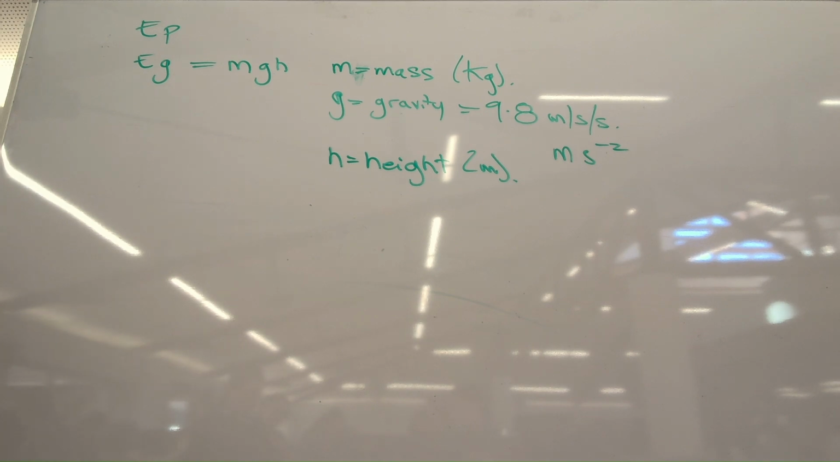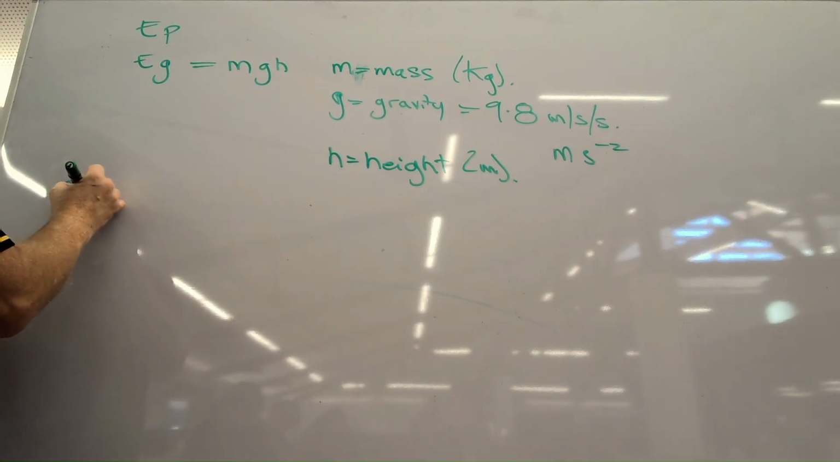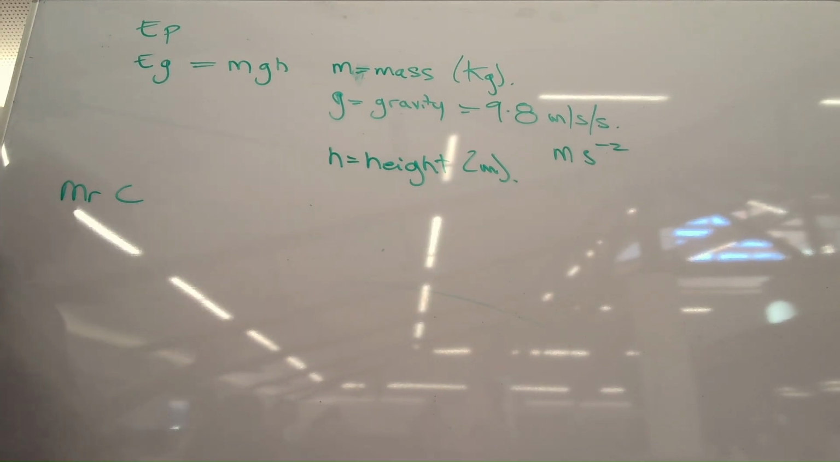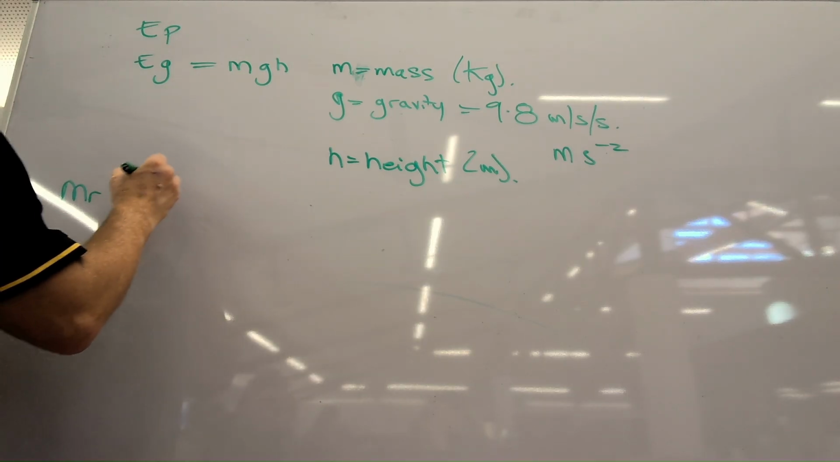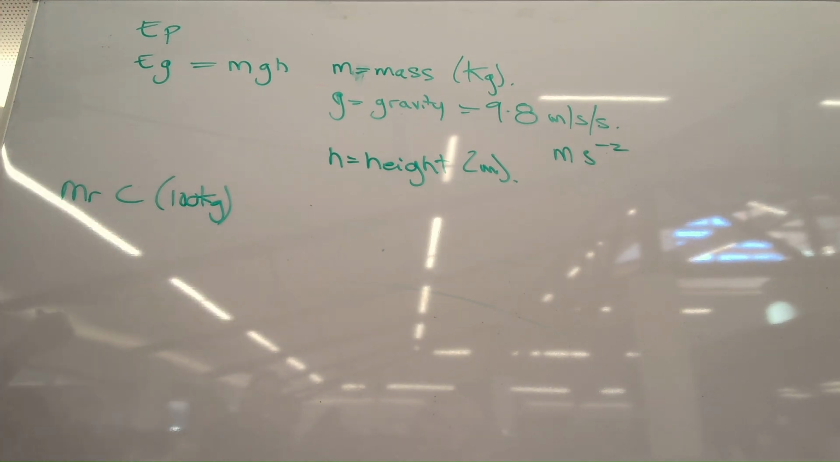All right, so we'll do an example. Ready for an example? Right. Mr. C, me. Oh, are you okay? Oh, looks like you were doing a robot dance. Mr. C, and my mass is 100 kilograms of rippling muscle. All right? 100 kgs of solid muscle.